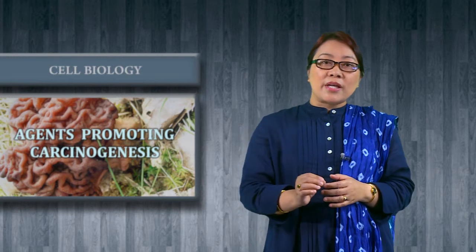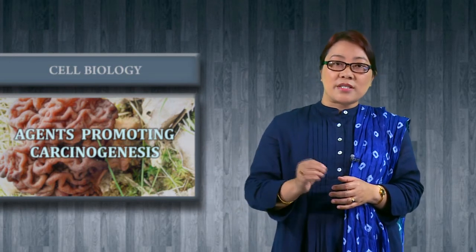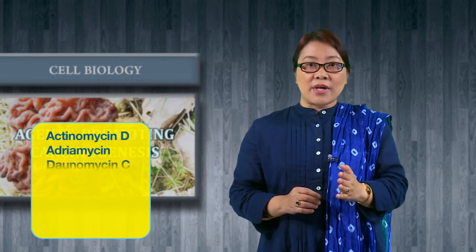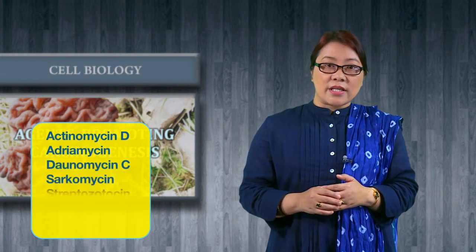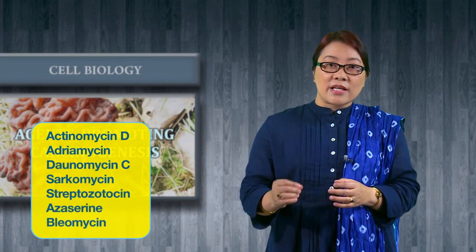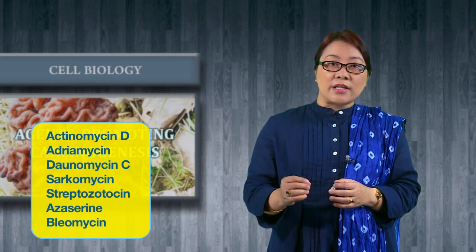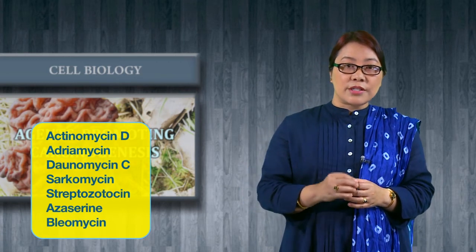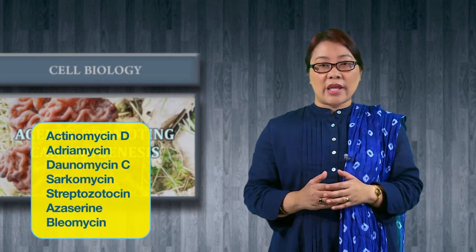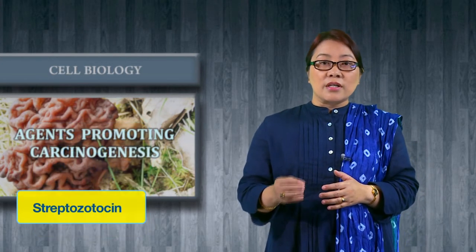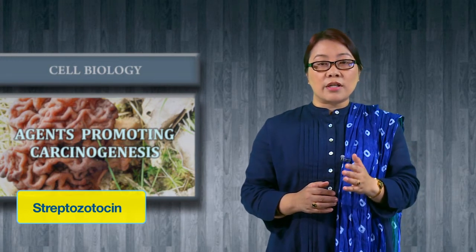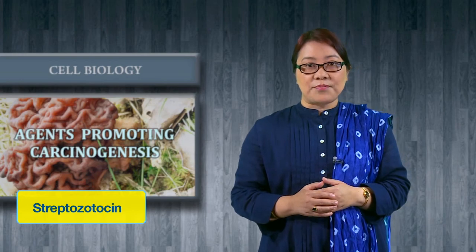Next are the streptomyces toxins. Although antibiotics produced from streptomyces species such as actinomycin D, adriamycin, daunomycin C, sarcomycin, streptozotocin, azathioprine and bleomycin are commonly used in cancer therapy, their long-term use has been shown to induce cancer. Further, streptozotocin is another toxin carcinogenic for a number of animal species.